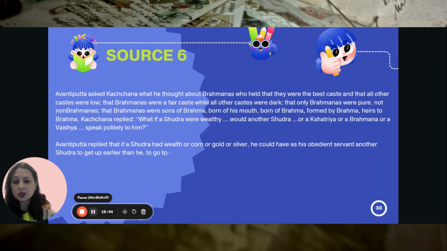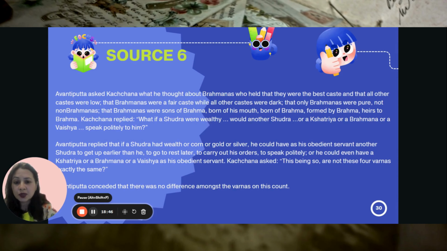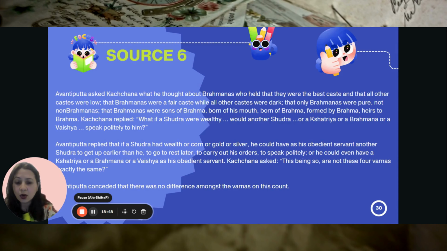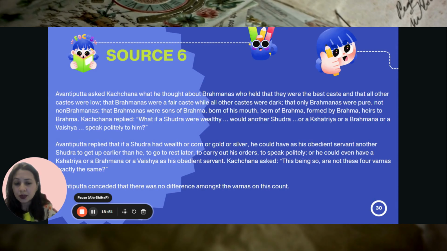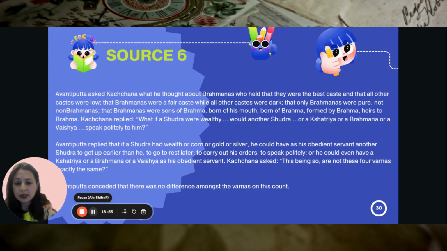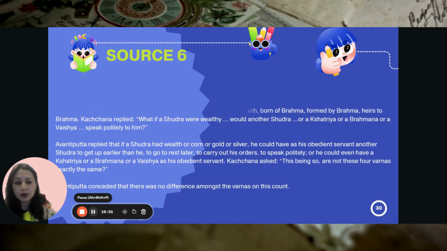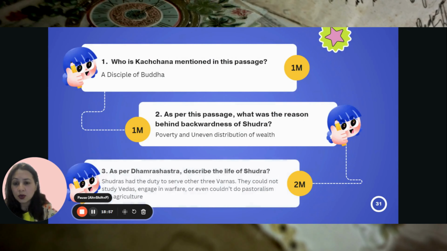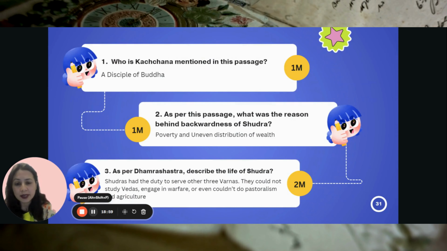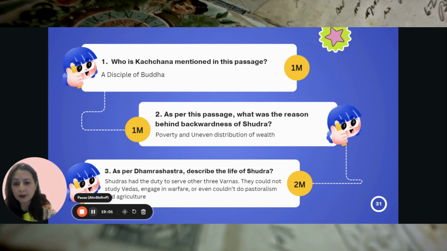Now, next is your source number six. This is again based on your caste system, Shudras being the lowest one. Come to the questions now. Who is Kanchana mentioned in the passage? Given, he is a direct disciple of Buddha.